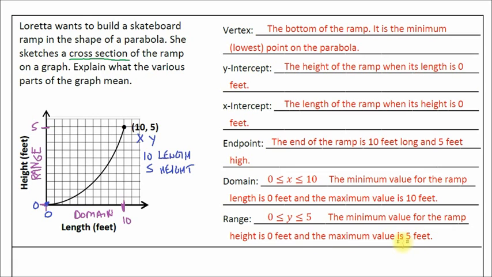So this example, class, is a good word problem to help you see how you can identify all these parts of the parabola by looking at the graph, and all of them mean something. You can explain in a sentence, and there's lots of ways to explain these, but explain in your own words what each of these things tell you.